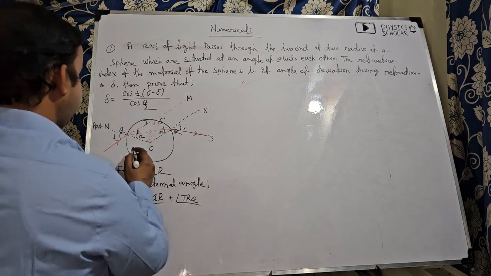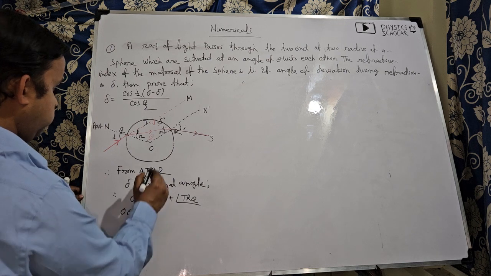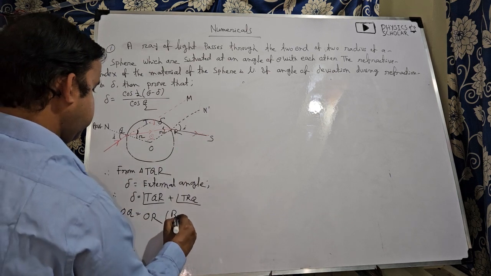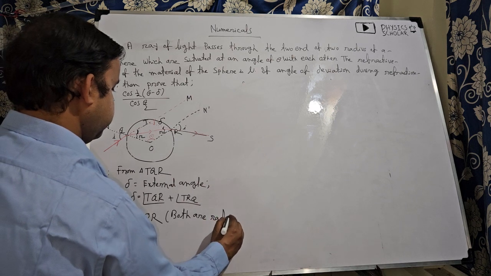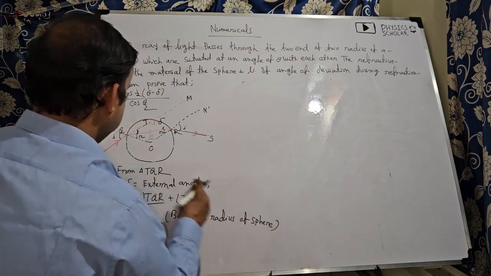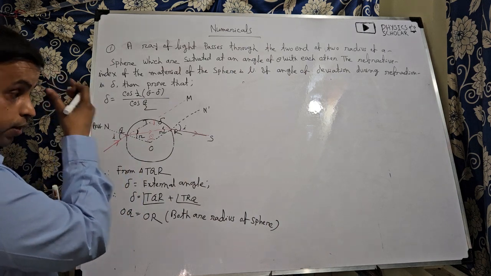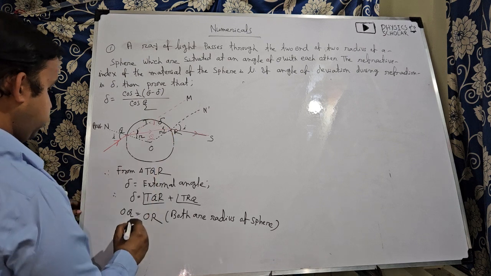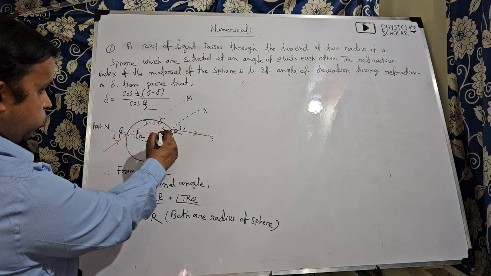Now see, these two, OQ is equal to OR. Why? Because both are radius of the sphere. OQ and OR, both are the radius of the sphere. So these two angles will be equal. So this angle of refraction will be r, and here the angle of incidence will also be r.